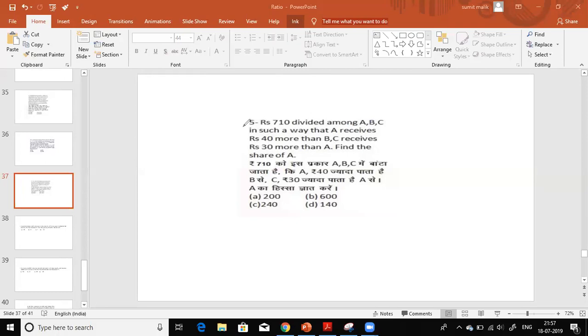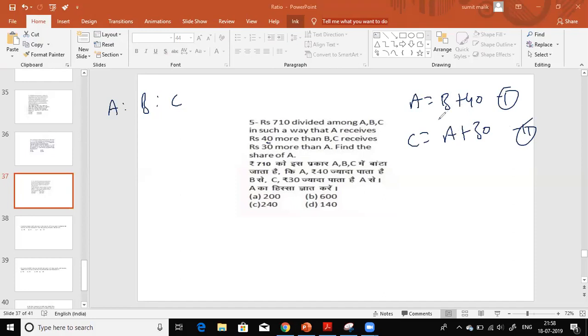Now look at the solution. 710 rupees is divided among A, B, and C in such a way that A received 40 rupees more than B. What does it mean? A received 40 rupees more than B. This is equation first. C received 30 rupees more than A.